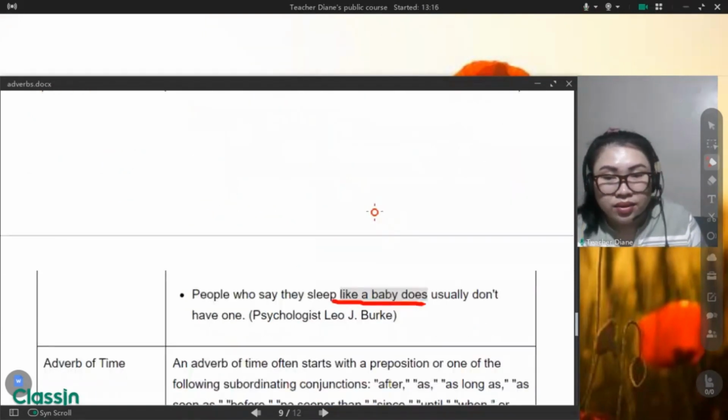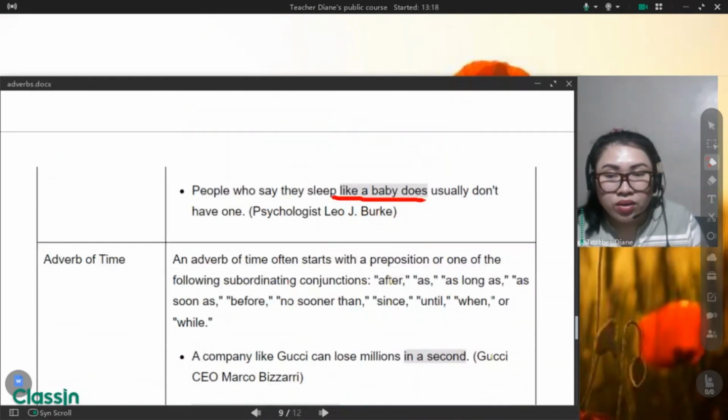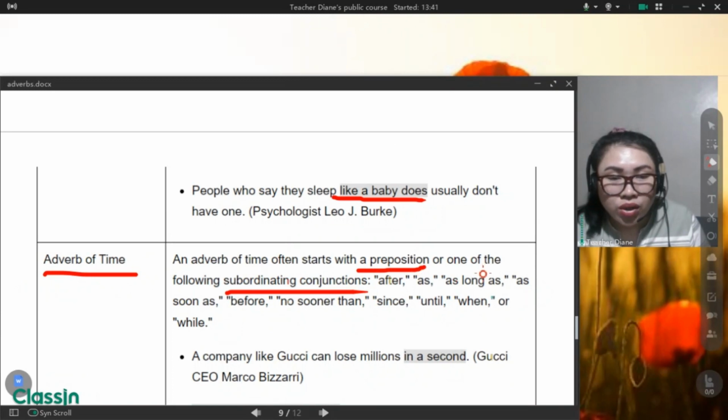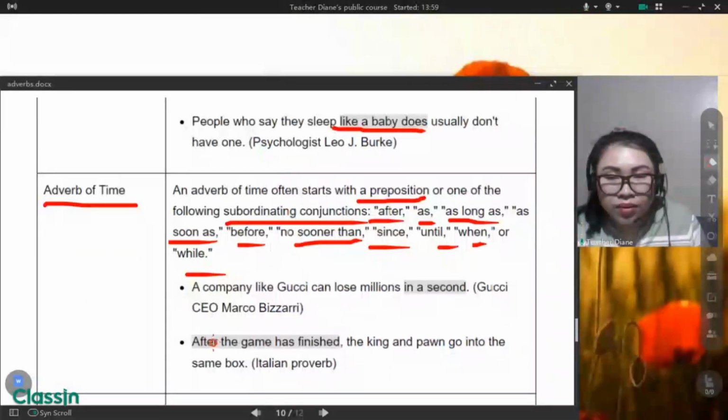Okay, so here we proceed now to adverb of time. An adverb of time often starts with a preposition or one of the following subordinating conjunctions: after, as long as, as soon as, before, no sooner than, since, until, when, or while. So, adverbs of time.